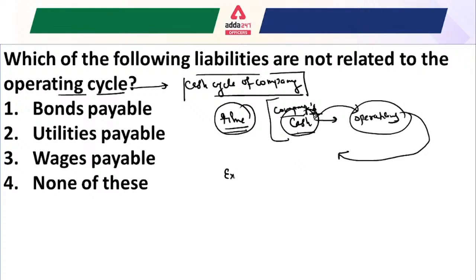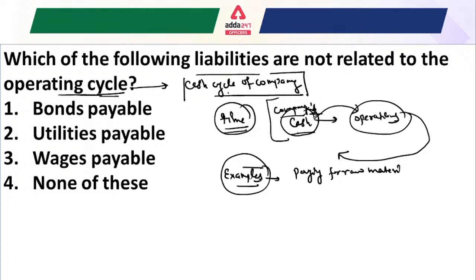And if I say what are the examples of the operating cycle, I will say, for example, when the company is paying for raw materials. That is a very important thing to understand: what we understand by the operating cycle is basically the cash cycle of the company.